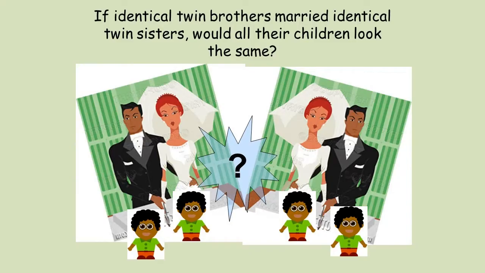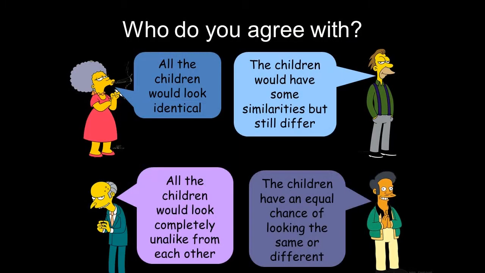Okay, so before we get started, have a little look at this brain teaser. If identical twin brothers married identical twin sisters, would all their children look the same? What do you think? Maybe you agree with one of these people. So we've got: all the children would look identical; the children would have some similarities, but still differ; all the children would look completely unlike each other; and the children would have an equal chance of looking the same or different. One of those is actually correct, 3 of those are wrong.